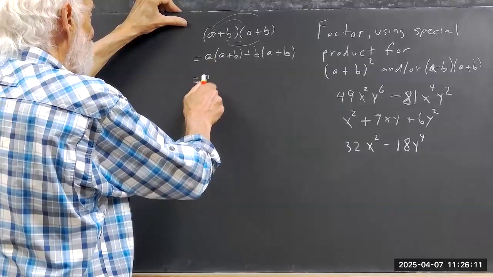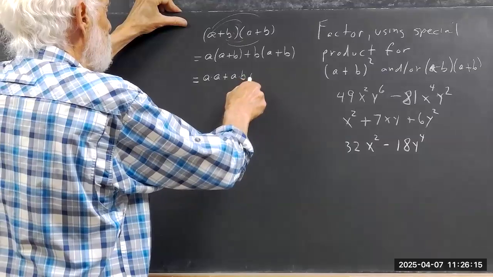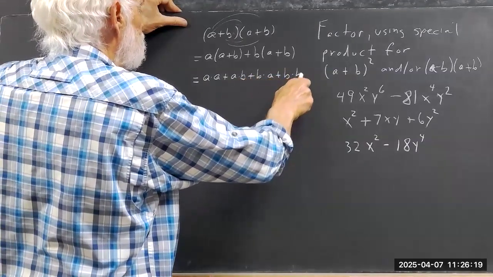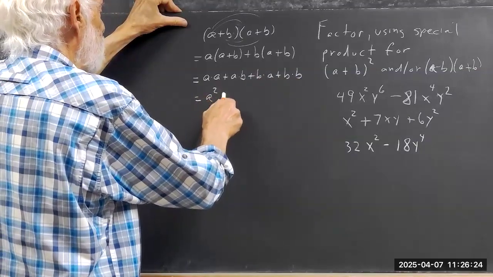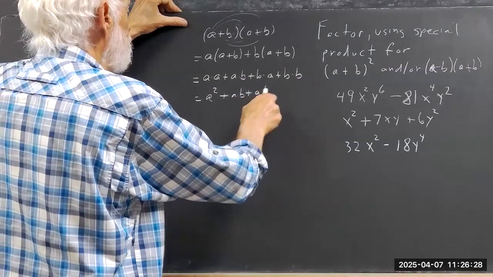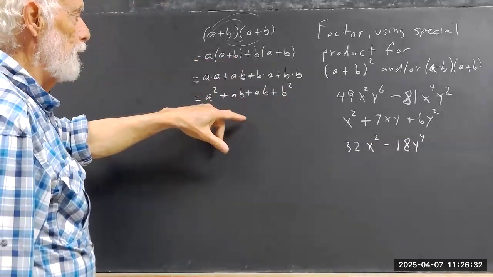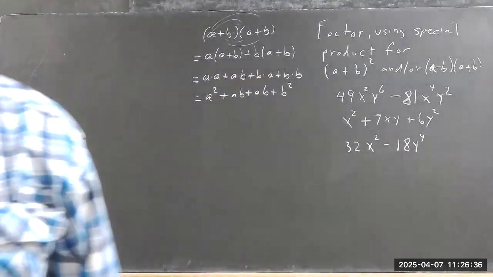And then this is A times A plus A times B plus B times A plus B times B, which is A squared plus AB plus AB plus B squared. The only thing I did in this step is I replaced A times B with B times A.